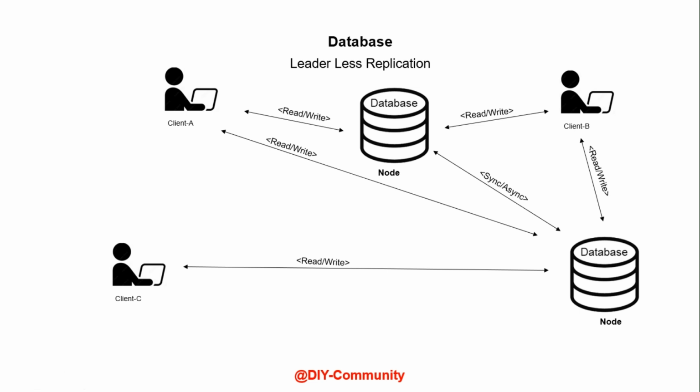Leaderless replication is also very popular on NoSQL databases. The difference between multi-leader and leaderless replication is there is no leader in this design. A client can send its first request to this database and its next request can go to any other database. And all these databases are replicated bidirectionally.